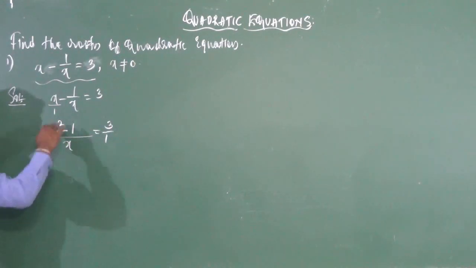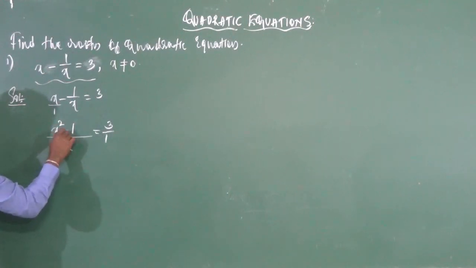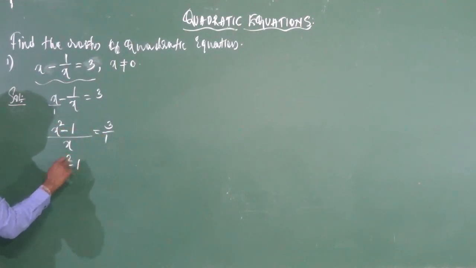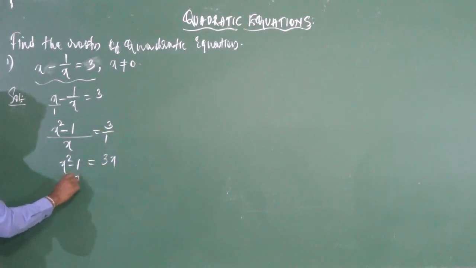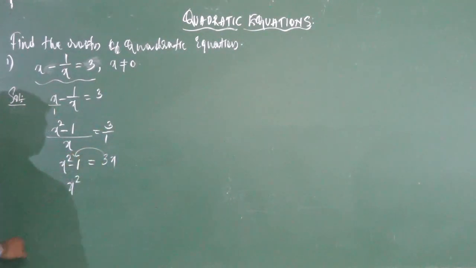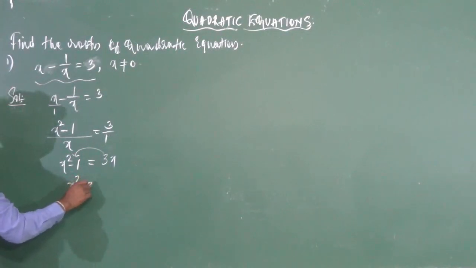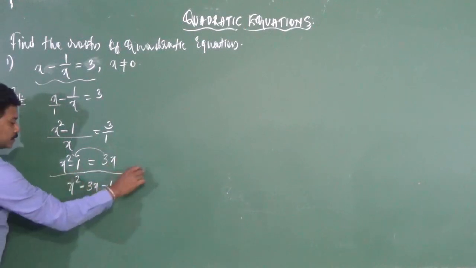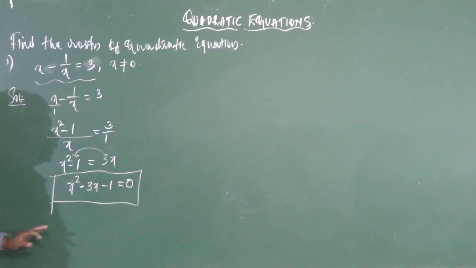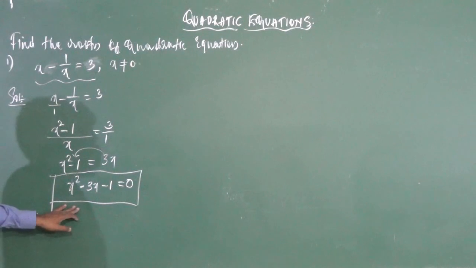Cross multiplication. Yes, please go with cross multiplication. x square minus 1 into 1 is x square minus 1, equal to 3 into x, 3x. So x square minus 1 equals 3x; we will transpose it to the LHS, so it becomes x square minus 3x minus 1 is equal to 0. Is this the required quadratic equation? Is this in the standard form?